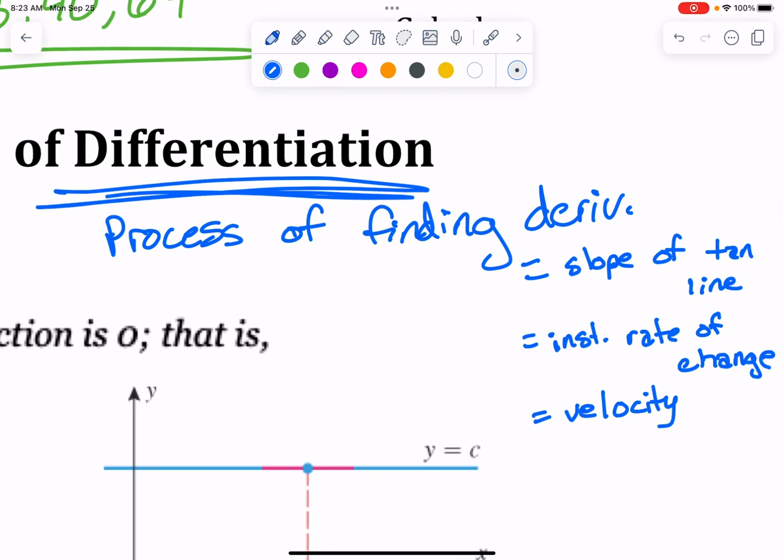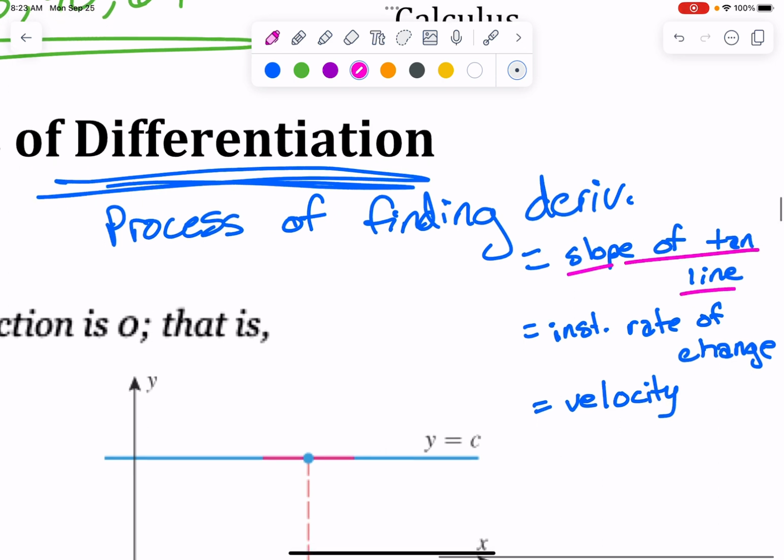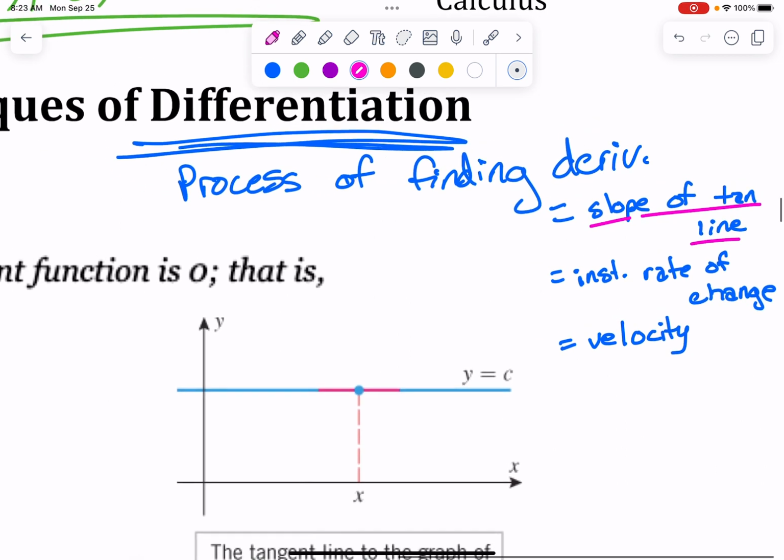In this context, just because we don't have any story problems today, we're going to refer to it more as the slope of a tangent line. Okay, so I'll show you that with this diagram here. But that's what a derivative is.